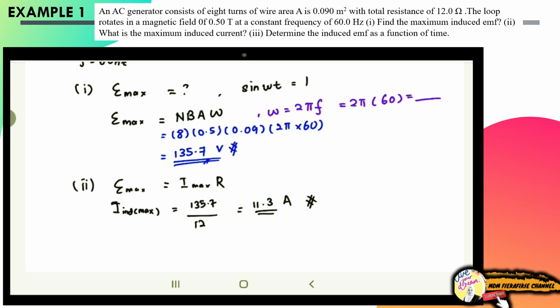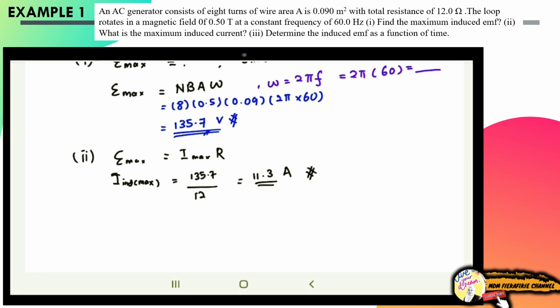Sometimes the question doesn't first ask to calculate the maximum induced EMF. The question directly asks to calculate the maximum induced current, and then students get confused. How do we find the induced current? So remember, before you calculate the induced current, you must first calculate the induced EMF. You need to relate the equation of induced EMF with the equation of rotating coil, which we have already learned.